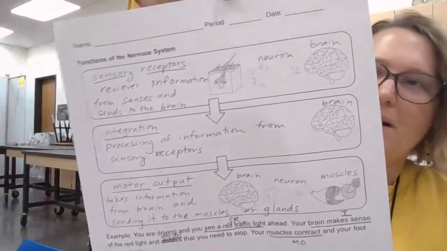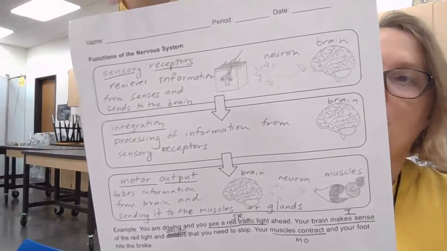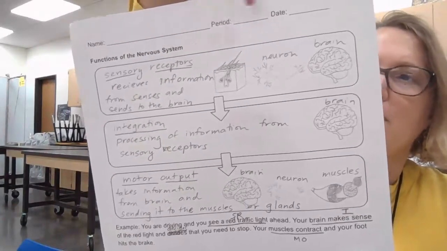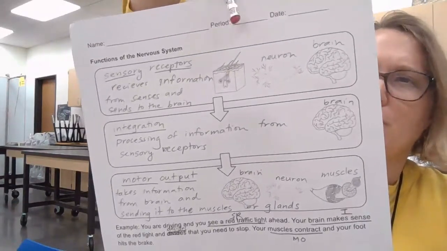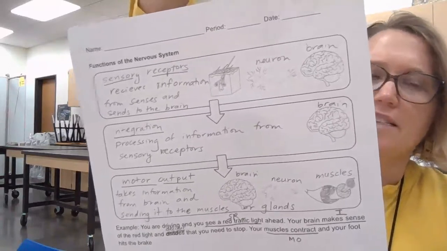Remember, I didn't write my name, but you should also make sure you have your name, the period, when do you have class? First, second, third, fourth, fifth, and today's date. Okay, I'll do one more and then you can do the rest.